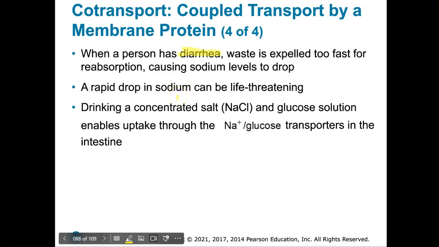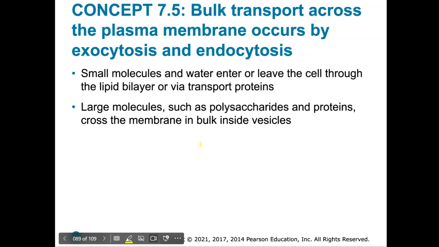So if you drink a concentrated salt and glucose solution, like your sports drinks, Gatorade or Powerade, then the glucose can be taken up through a sodium glucose cotransporter, and that could save a person's life when they're having diarrhea.